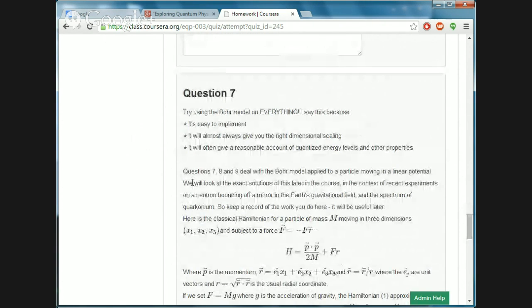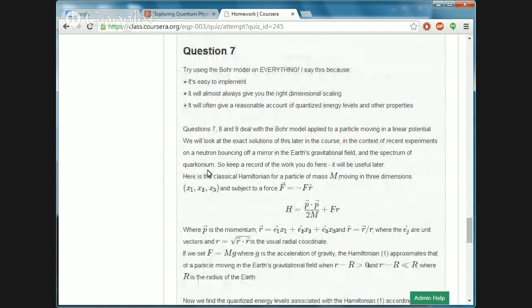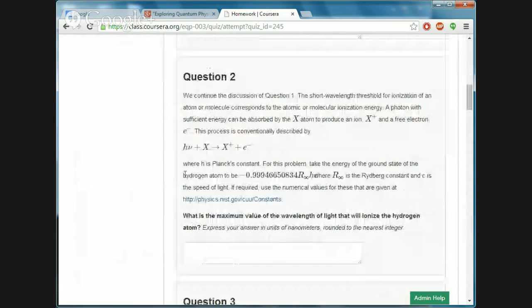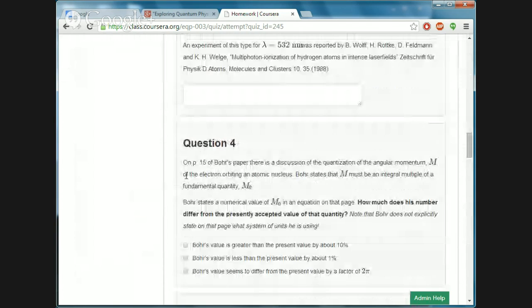Oh, here's another one, the Bohr model. That's why people also have to read Bohr's paper to answer one of these questions. What is it? Oh, yeah. Okay, I even give the page number. It's not like I'm a hard guy.